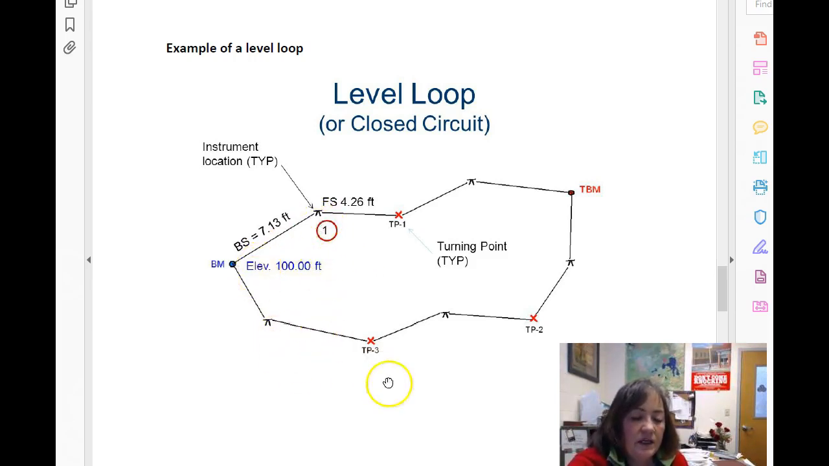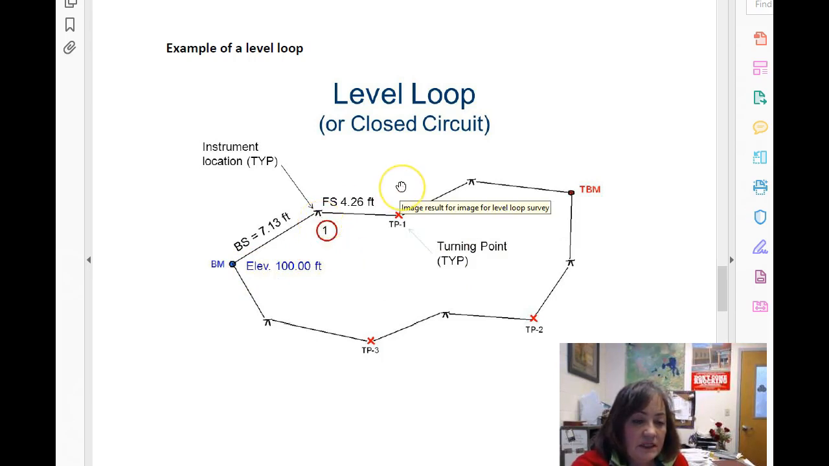So anyway, if you look at this, what they've done is they've put a spike or some sort of a marker at their temporary benchmarks and temporary bench points, which I will do for you. So I'll mark a point here, mark a point here, and then you will have to find the elevation difference between them. So the first thing you'll do is set up the instrument.